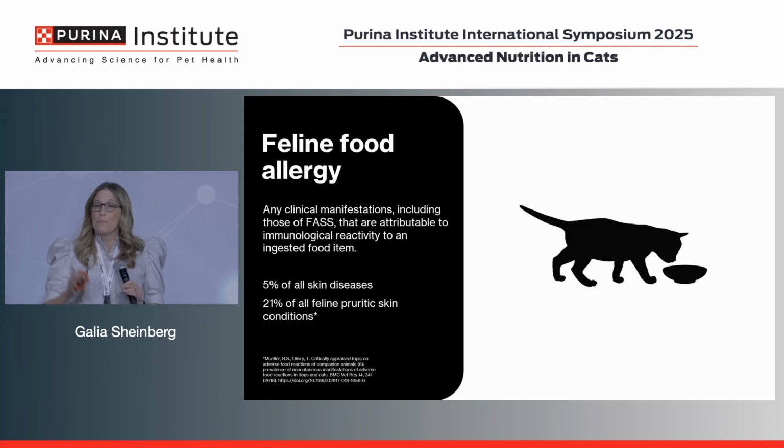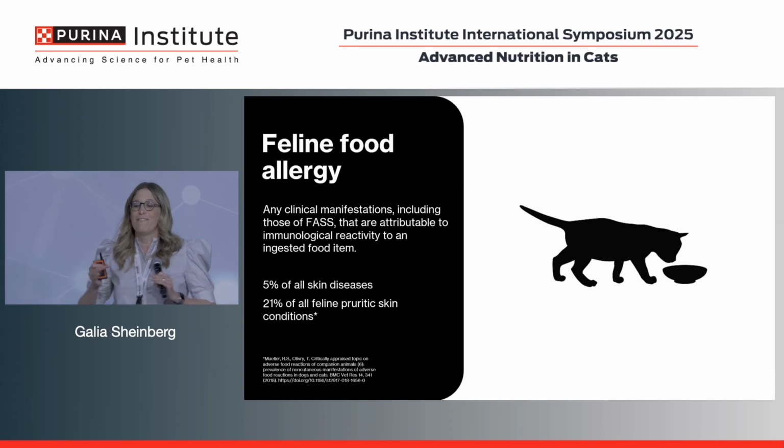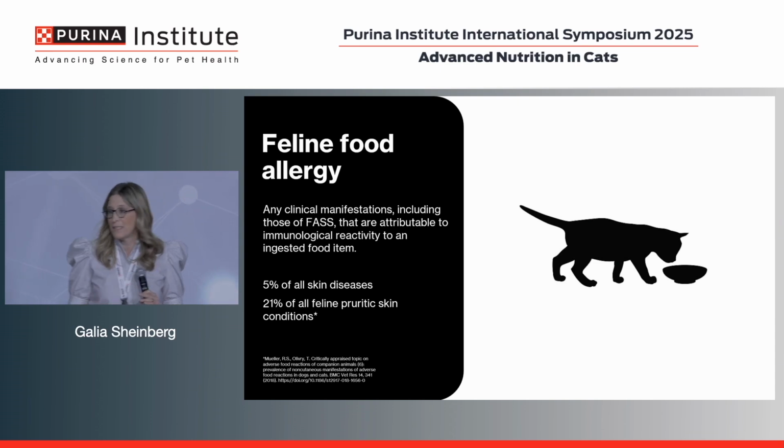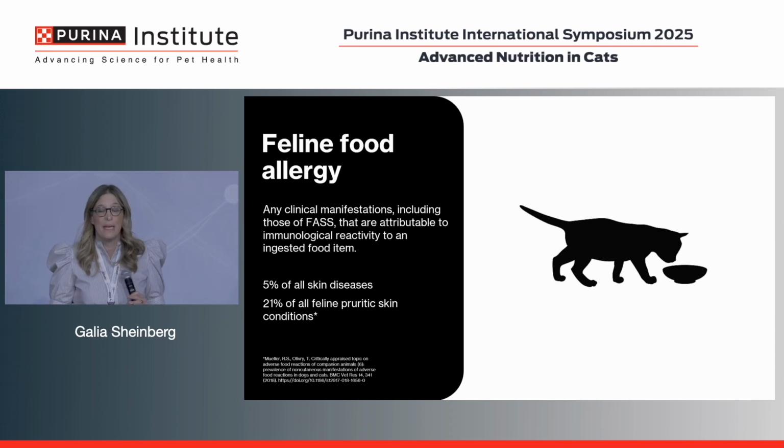Okay, so let's focus on feline food allergy. And feline food allergy will be any clinical manifestation. This can be the skin or non-dermatological, like gastrointestinal or other things that can happen that are related to an immunological response to mostly environmental triggers. But again, food can be a causative reason for these types of manifestations.